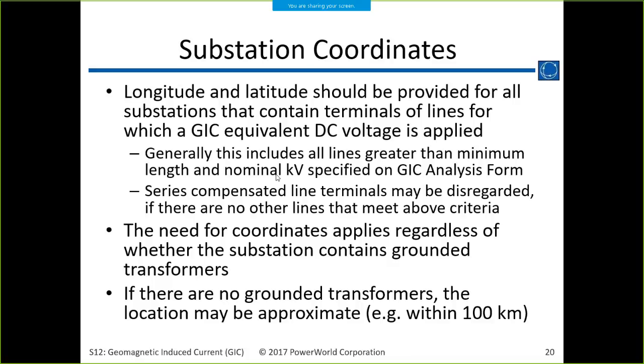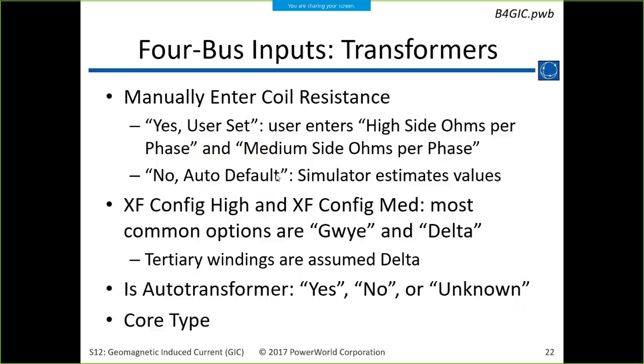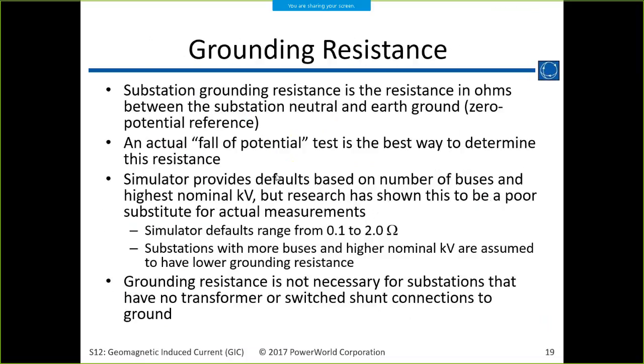And really, for substations that have no grounded transformers, you don't need to put in grounding resistance. For substations that don't have any transformers or switched shunts that you're modeling with connections to ground, you don't need to put the data in for those, of course, because it's not going to be part of the G matrix anywhere.